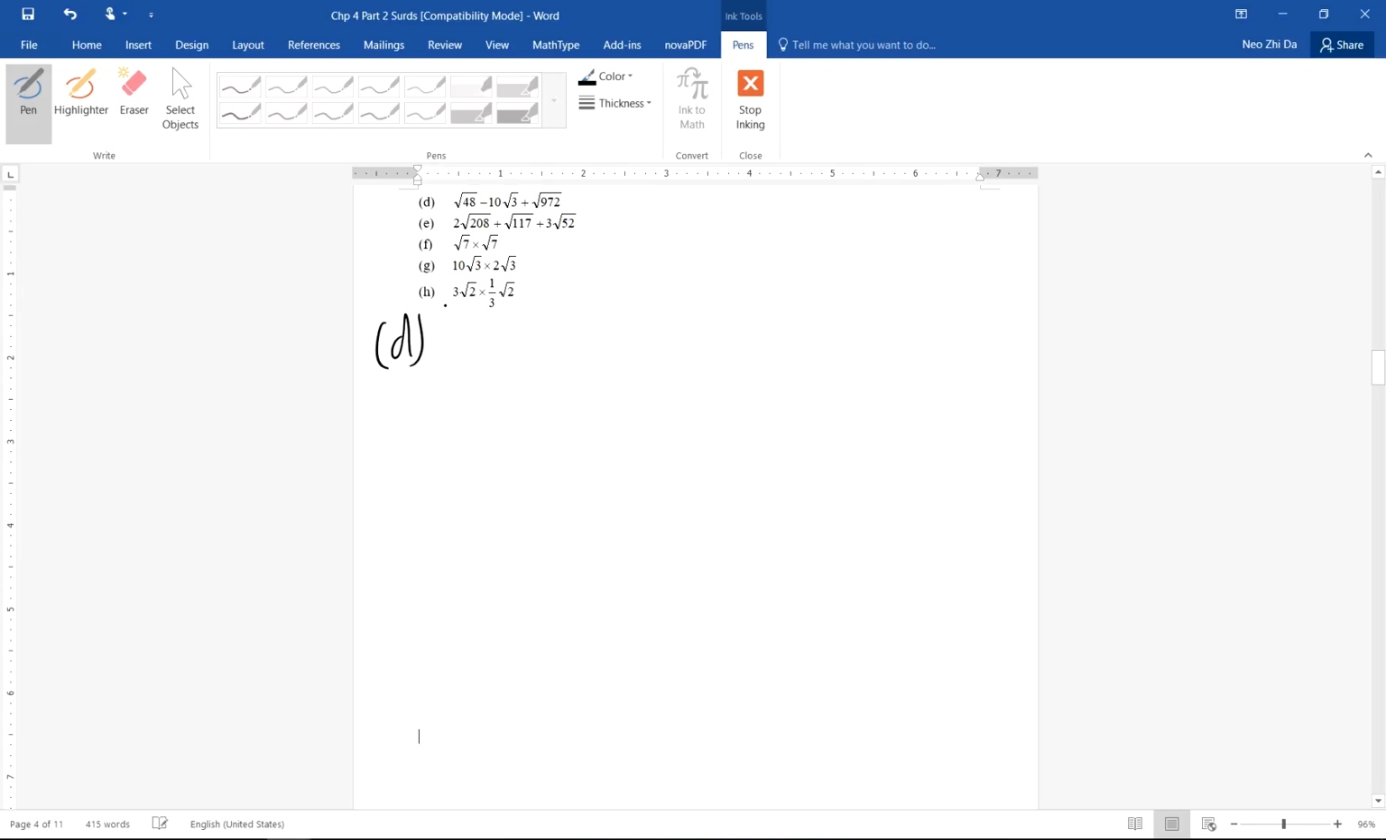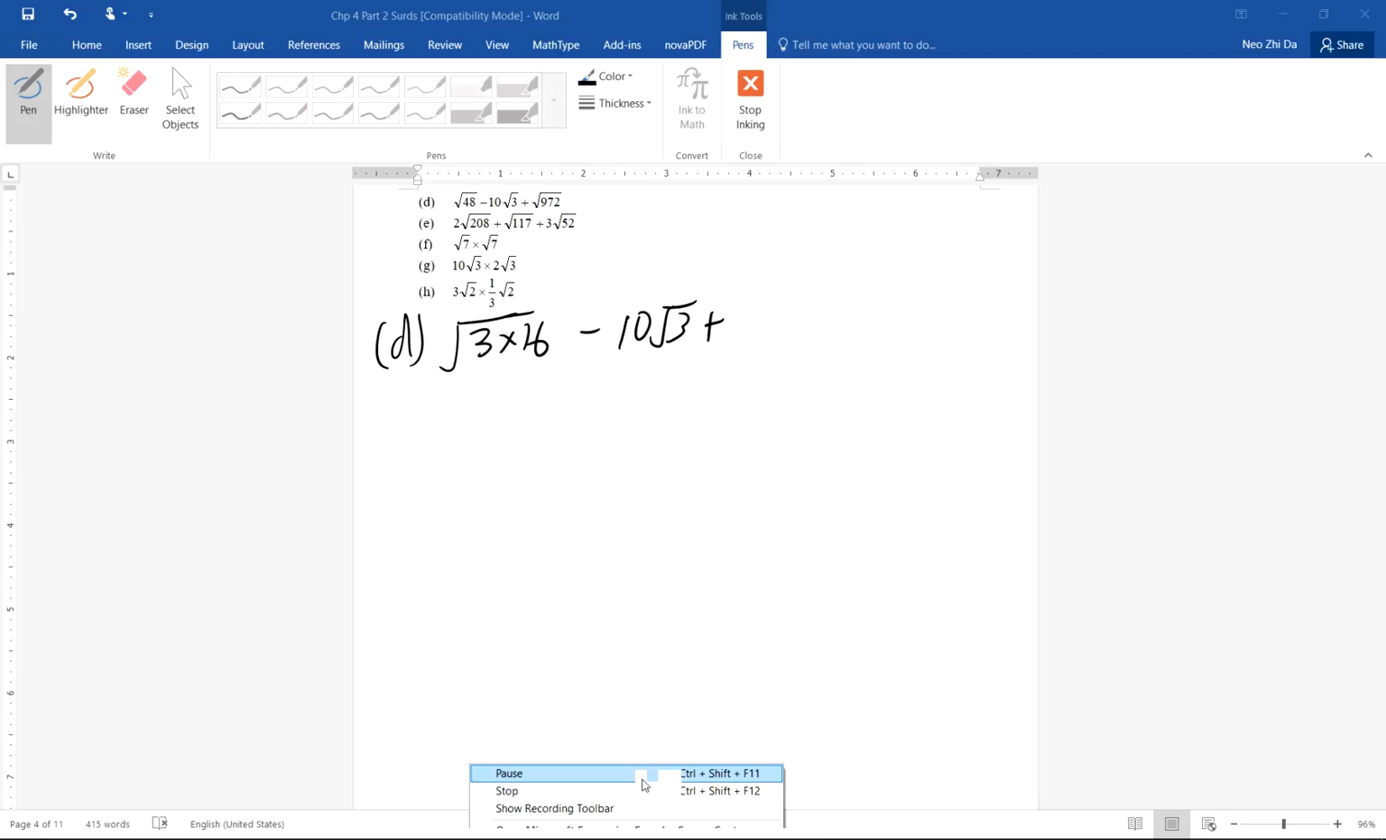Okay, square root 48. Now square root 48 can be broken down into 3 times 16. Okay, minus 10 square root 3. Now we observe that right here and here, the square number here is 16. So if I were to pull it out, inside you'll be left with square root 3. Over here there's another square root 3.